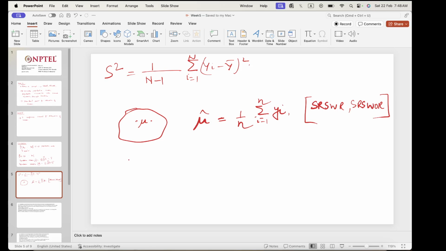And we also learned about the variance term.